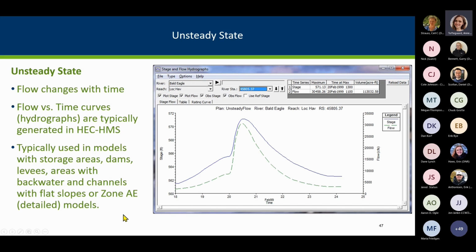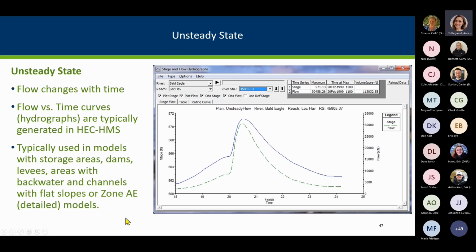Normally you're going to see steady state models done in Zone A areas for approximate FEMA modeling. And in Zone AE detailed models, we typically use unsteady state models. In unsteady state models, the flow changes over time. And this is our friend, the hydrograph that we talked about earlier. In this hydrograph, on the y-axis you see the water surface elevation, the stage, and on the x-axis you see time. As you can see, the water surface elevation in the cross section is changing over time. It rises up, and then there's the peak, and then it falls off slowly as the storm passes through. These flow curves are called hydrographs.